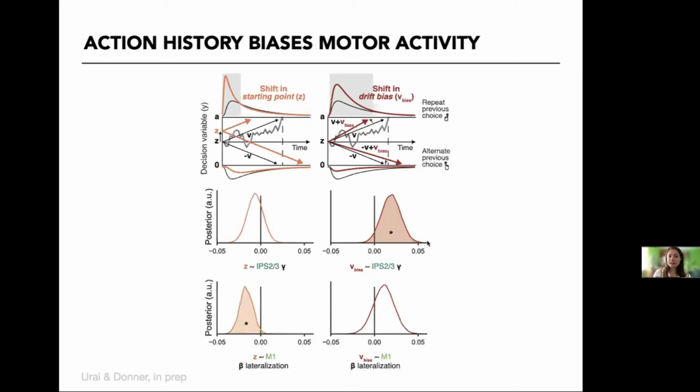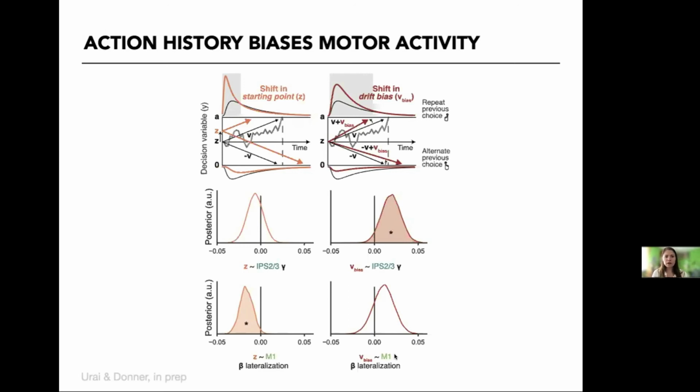The motor lateralization, on the other hand, negatively affected the starting point in the direction of choice alternation, but didn't interact with the drift bias. So this gave us a really nice way to tease apart these two distinct sources. On the one hand, we have these parietal repetitive effects that drive people to be sticky in their choices. But on the other hand, we have this slightly weaker starting point effect, which is more at the motor end, which inhibits people from making the same movement once again.